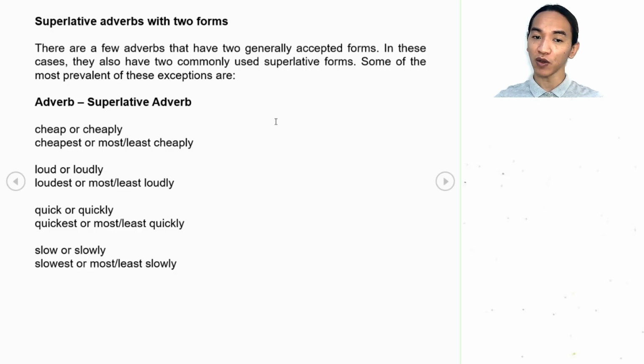So some of the most prevalent of these exceptions are, for example, cheap, cheaply, cheapest, or most or least cheaply. Okay, so we also have loudly, so then you can use loudest or most or least loudly. Now we also have quick or quickly, quickest, most or least quickly, slow or slowly. We can also use slowest or most or least slowly. So again, either of these forms are accepted in the English language.